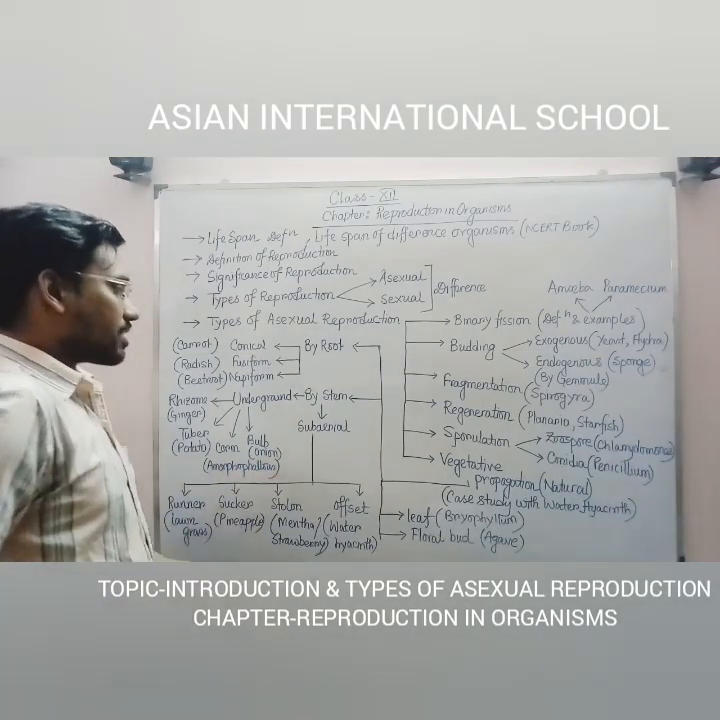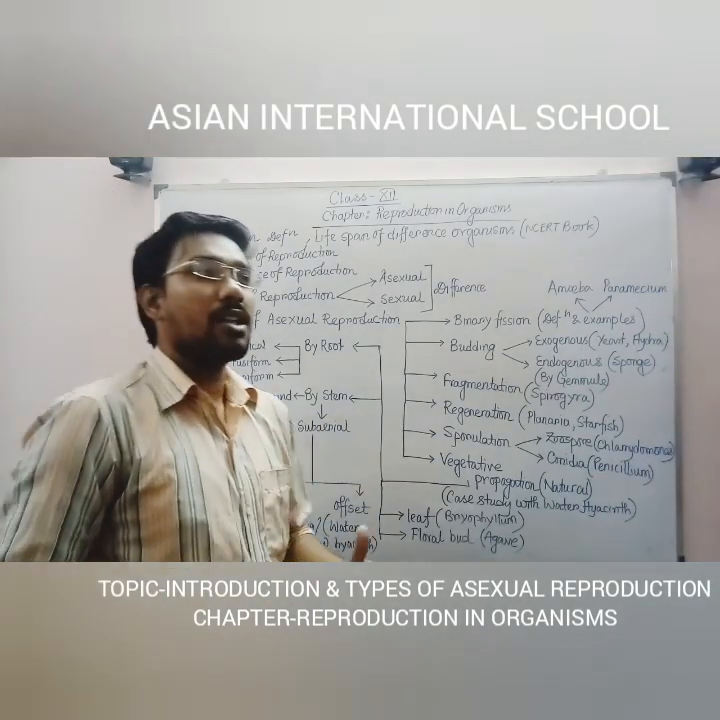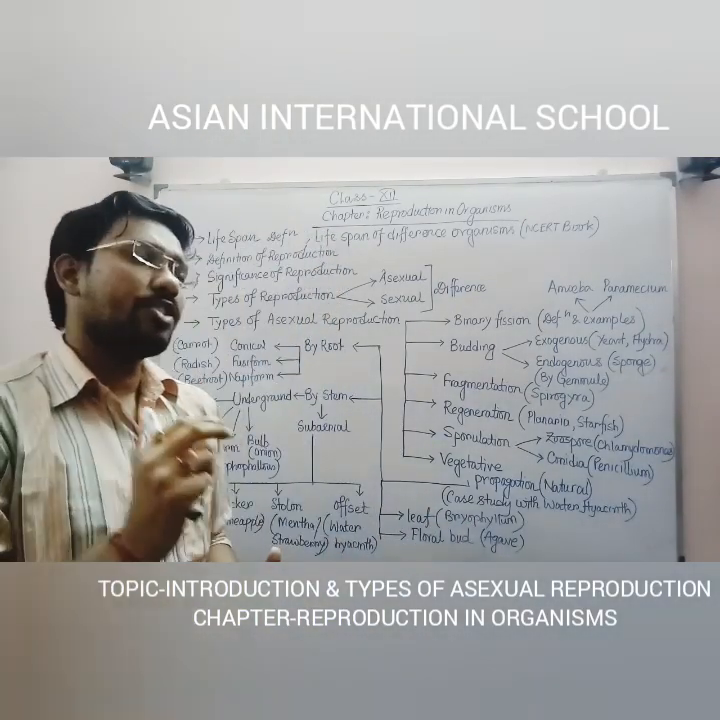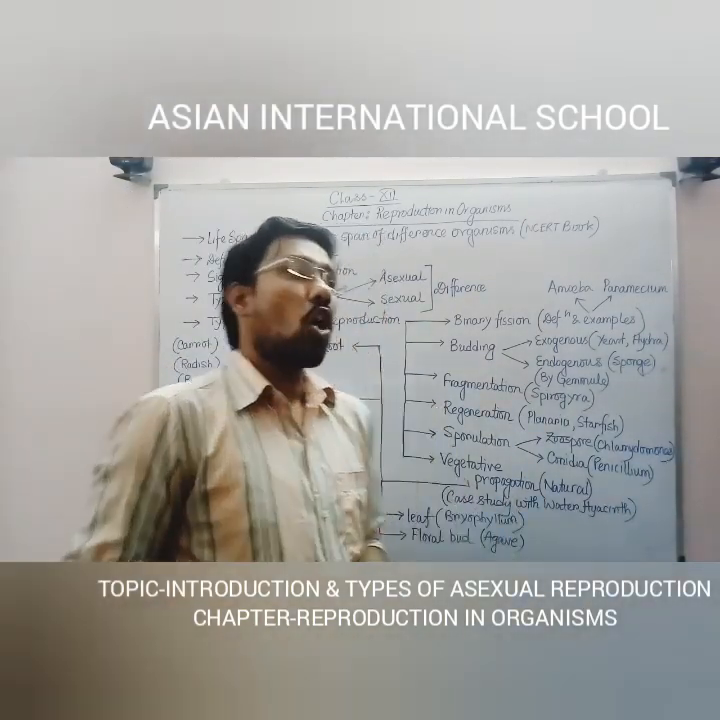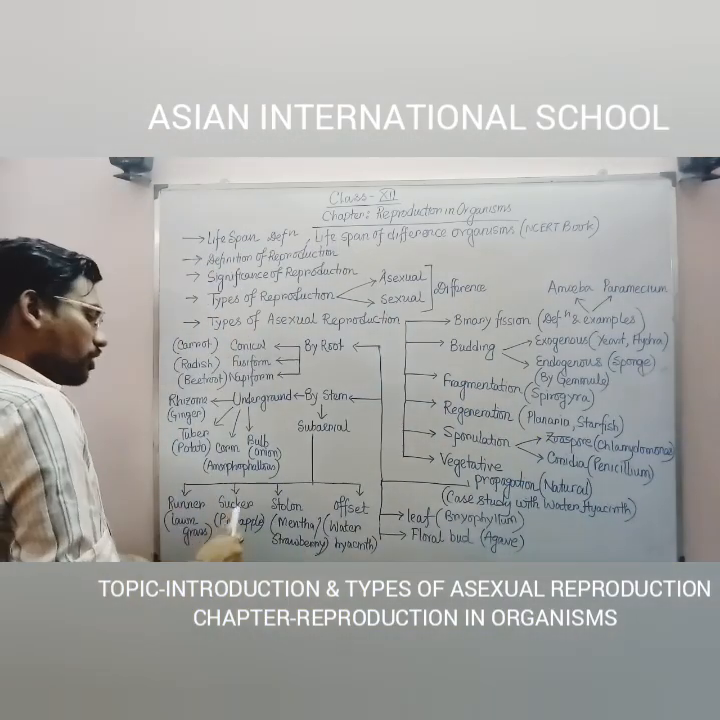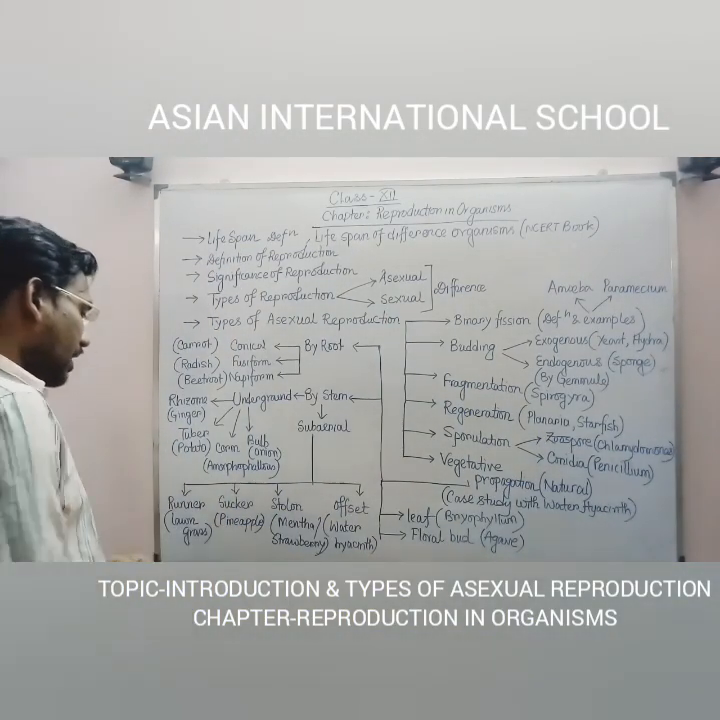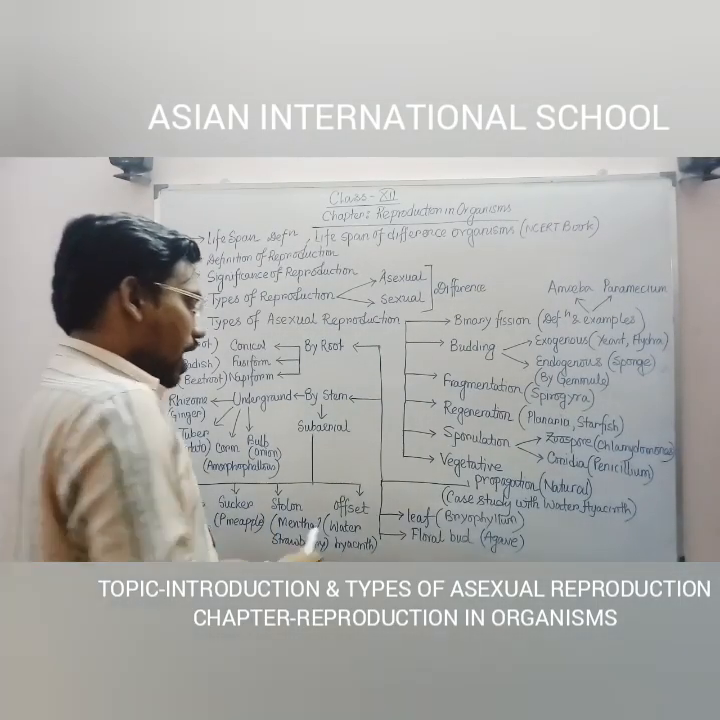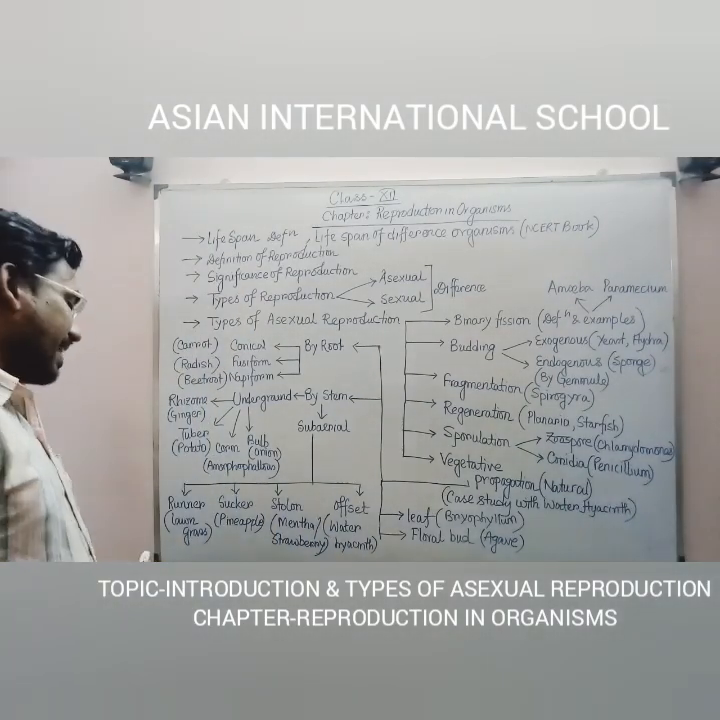Next we are coming to the next category, that is subaerial stem. Subaerial stem means the part of the stem, in some plants, which is present above the ground. There are four different categories of subaerial stem we can see. First one is runner, second is sucker, third is stolon, and fourth is offset. What are these things?